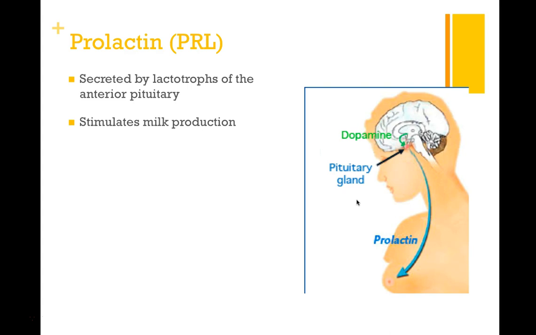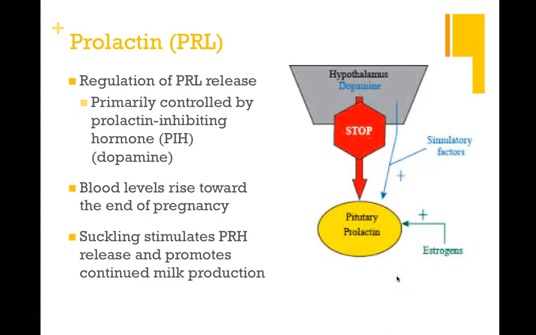Lastly, let's talk about prolactin. This is secreted in the anterior pituitary gland by the lactotrophs, and its function is to stimulate milk production. So how do we regulate prolactin? We know that lactating women typically after pregnancy will be the ones producing milk. But how come we don't always produce milk? How come males don't produce milk? This is because our hypothalamus is secreting something known as the prolactin inhibiting hormone, also known as dopamine.